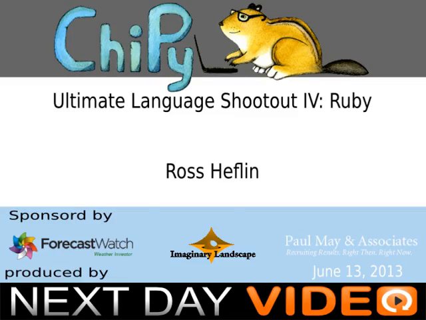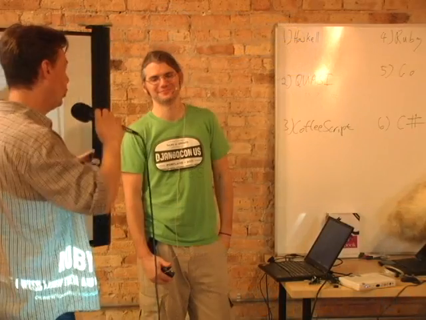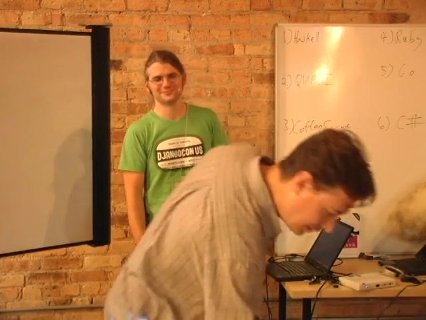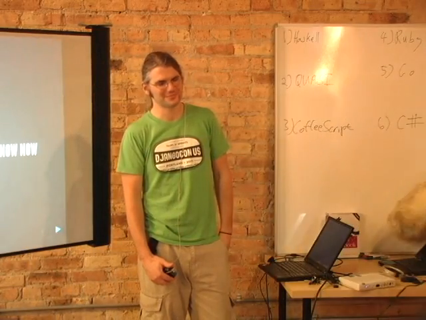His name is Ross, and he's representing Ruby. 5, 4, 3, 2, 1, go.